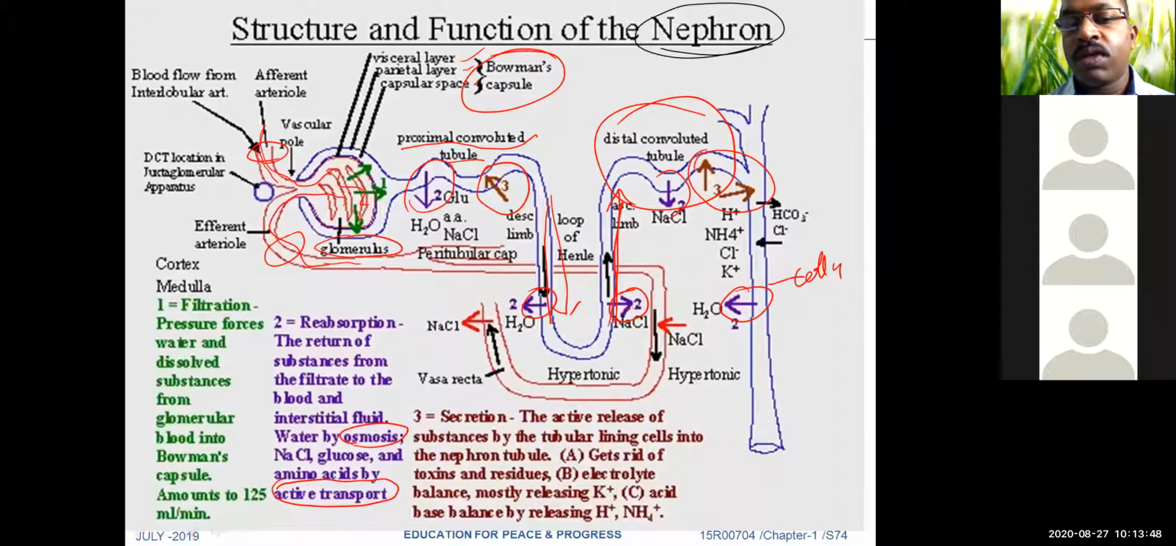The first use of secretion is that they get rid of toxins and residues, and second is electrolyte balance, mostly releasing potassium ions, and thirdly acid-base balance by releasing H plus and NH4 plus, which is called the ammonium ion. So NH4 plus is acidic, and H plus also is acidic.